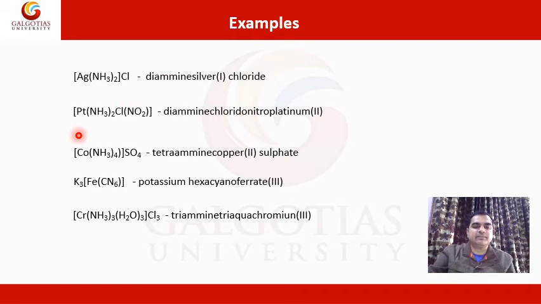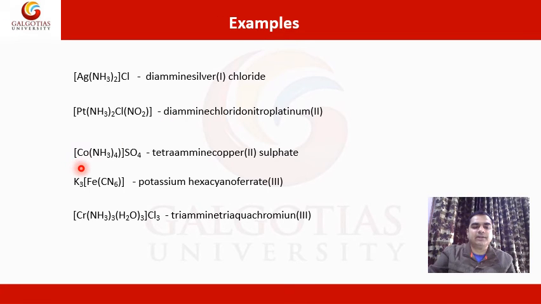If we take another example, like [Pt(NH3)2Cl(NO2)], we have NH3, Cl and NO2, so we have to put the ligands in alphabetical order. Because we have two ammonia molecules, we will put di here. So diammine chlorido, or we can write chloro, nitro, platinum, because the central metal ion is platinum, and it is present in the +2 oxidation state. That's why we put II in the parentheses, showing the Roman numeral for the oxidation state. The name for this compound is diamminechloridonitroplatinum(II).